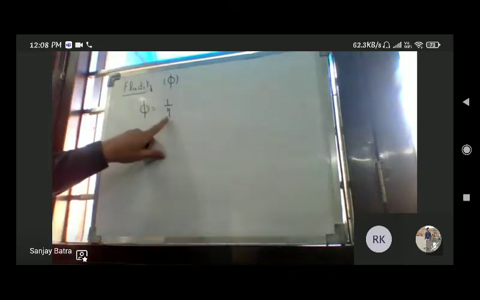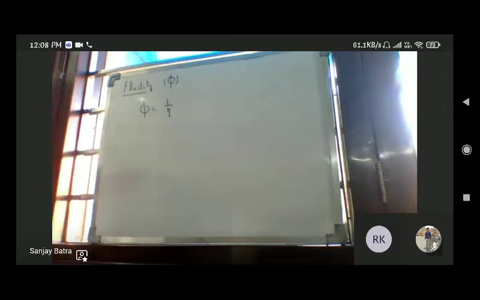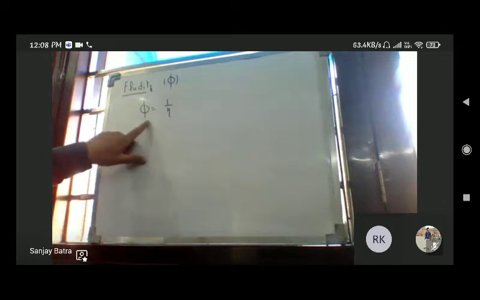Viscosity is called internal resistance to flow between adjacent layers, and fluidity is known as the easiness with which various layers of a liquid can flow. Okay, it is the reverse of viscosity. Fluidity is known as the easiness with which a liquid can flow. Okay, so phi is 1 upon eta. It is the reverse of viscosity.